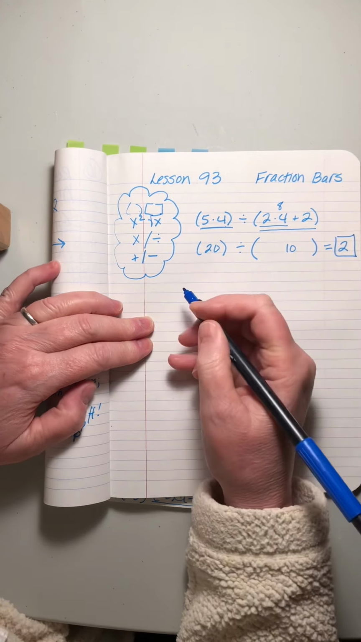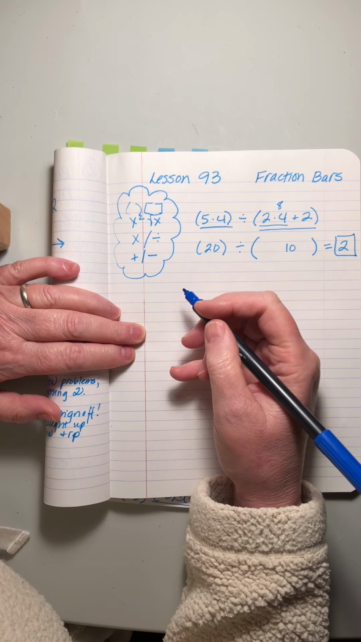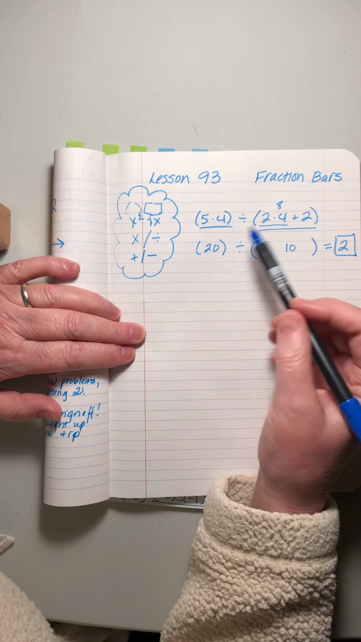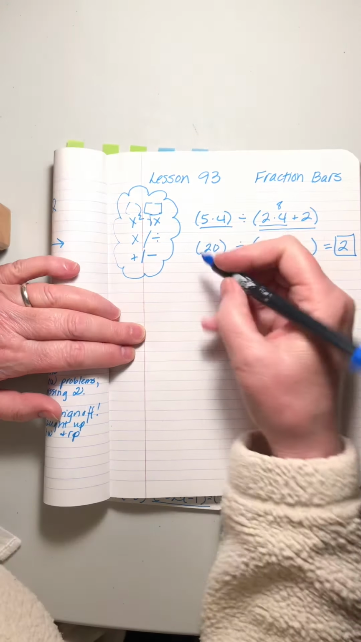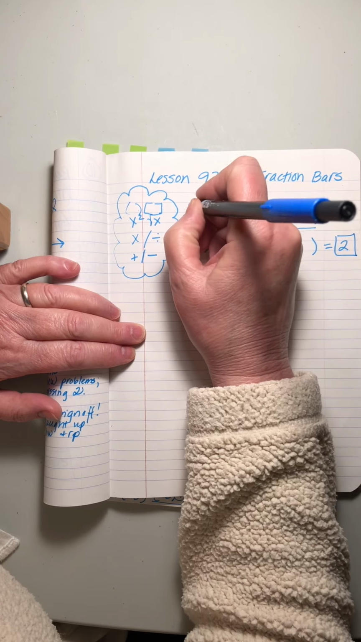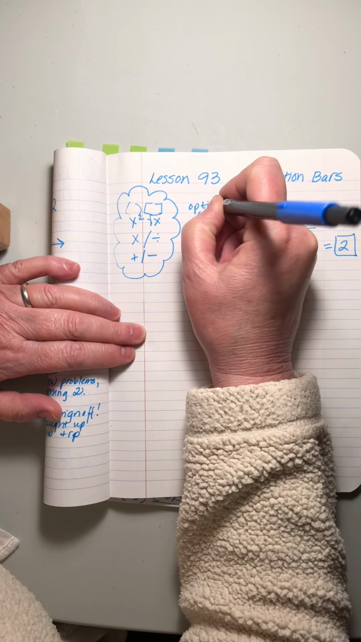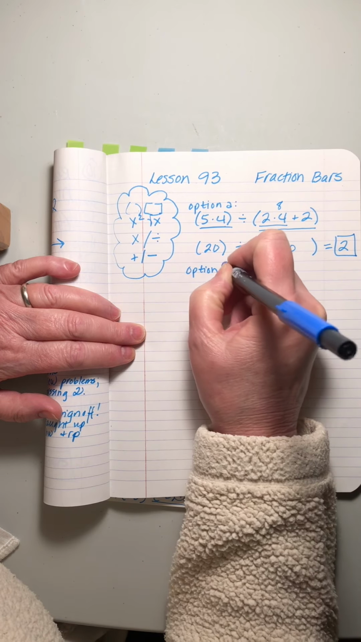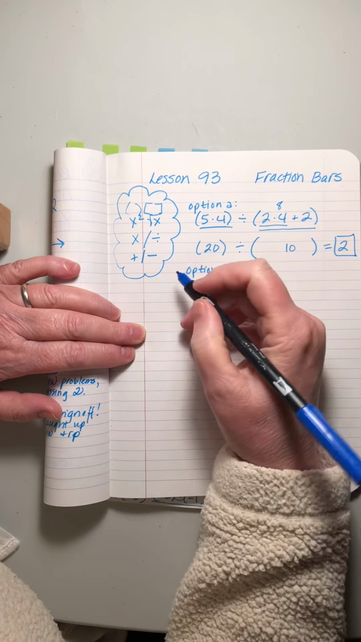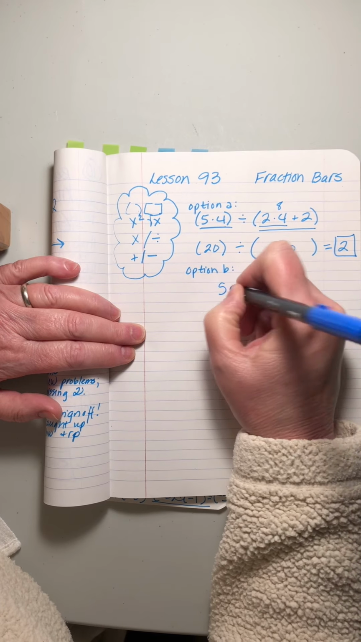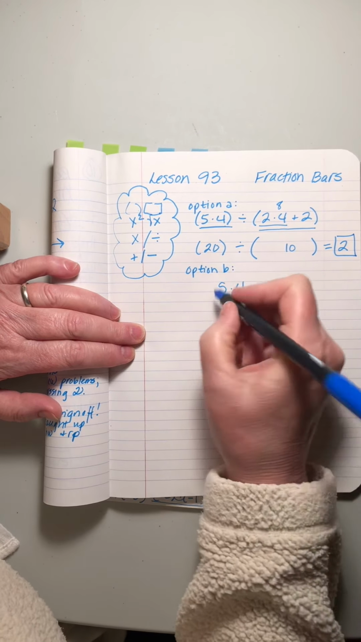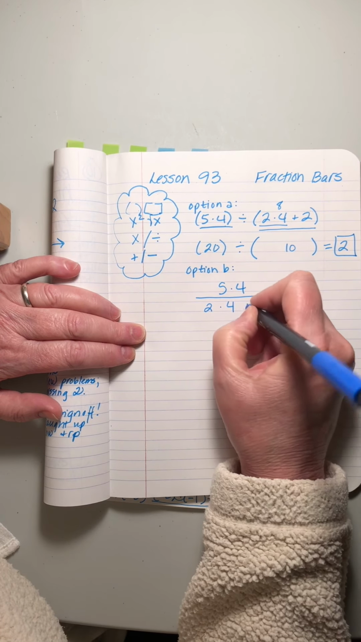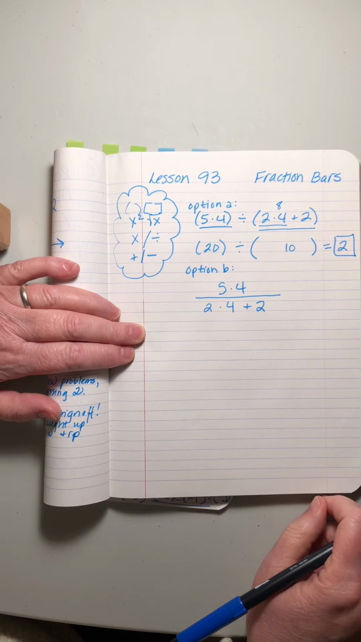Okay, great. But that's not the way mathematicians normally format problems that have division in them. This is option A. This is the way mathematicians would prefer to set this problem up. There's what we had in the first one, but instead of using parentheses, we make a fraction bar.